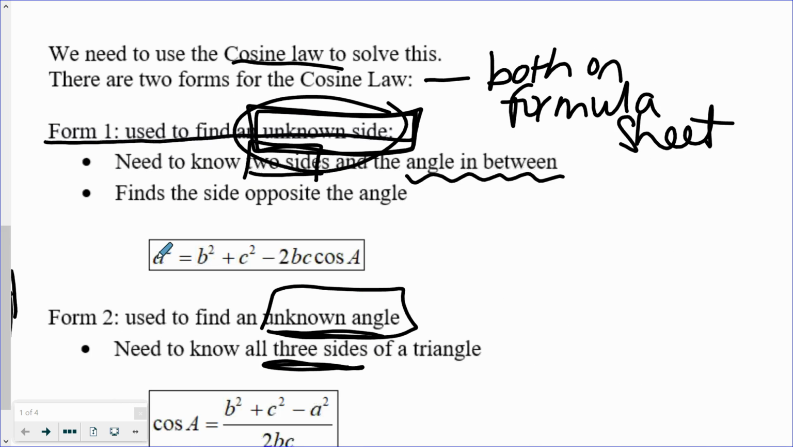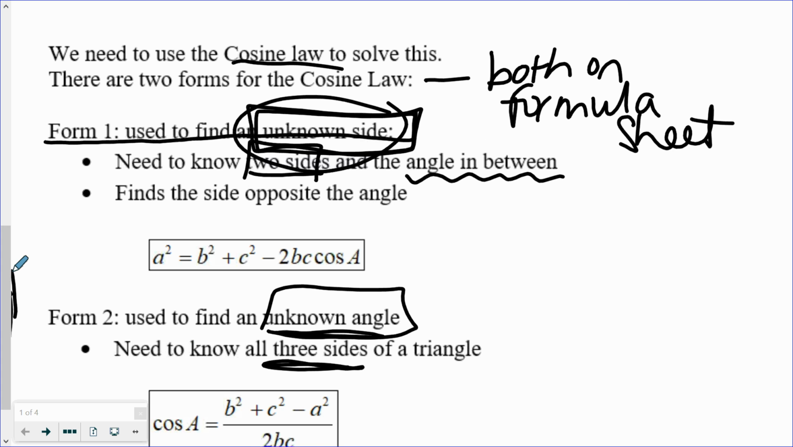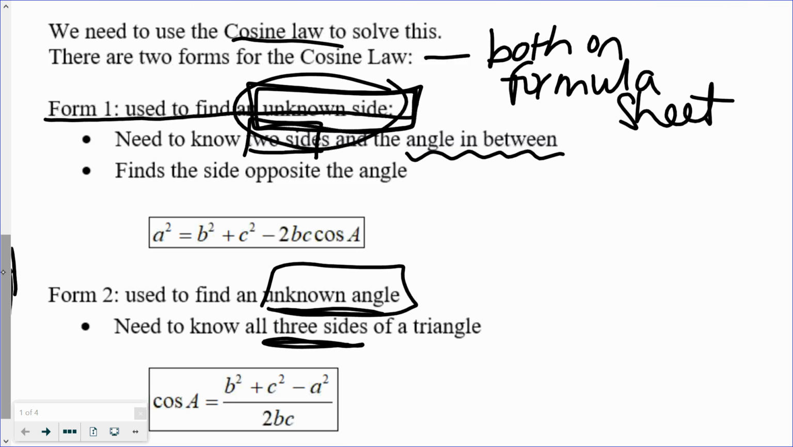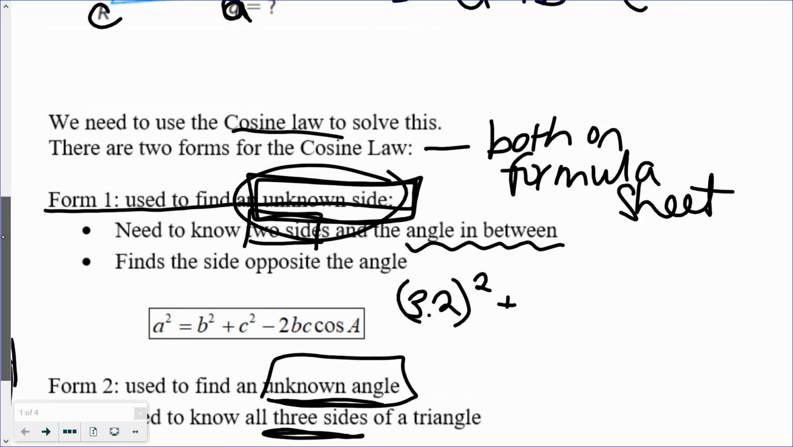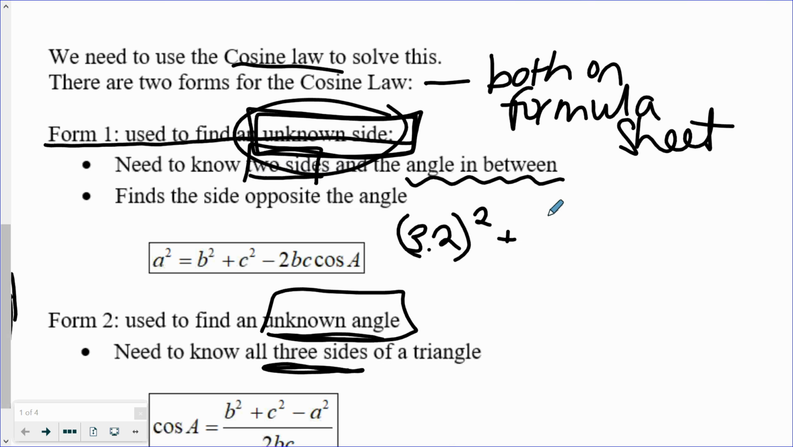The formula says a squared is equal to b squared plus c squared minus 2 times b times c times the cosine of A. I'm going to slot in the pieces of information that we have above. So b squared is 3.2 squared. I just realized I don't have a calculator with me, so I'm just going to show you how we would do this. For c squared, side length c is 3.1.